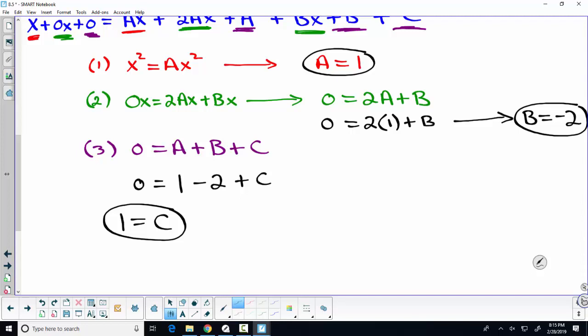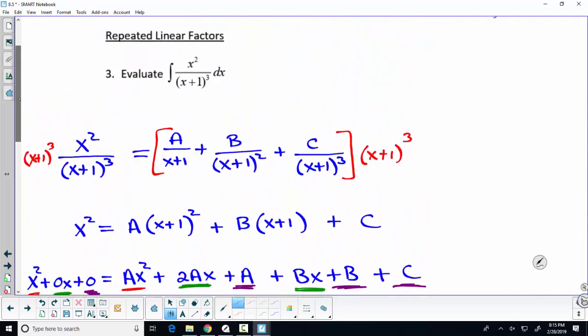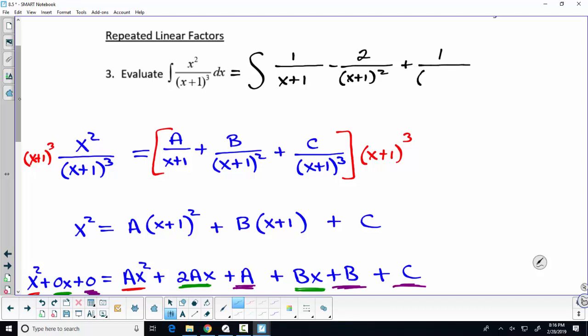Okay, so then we take A, B, and C, go back up here and plug those in for our A, B, and C. A lot of these are just going to be logs, right? Yeah, a lot of them are logs, some of them aren't. It really just depends on the denominator. So the A was 1, we have 1 over x plus 1, plus B was -2, so we have -2 over (x+1) squared, and C was 1 over (x+1) cubed.